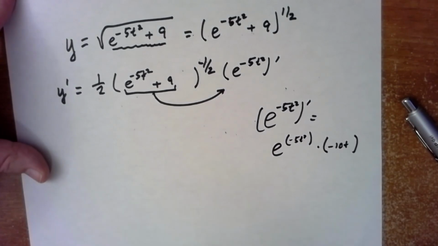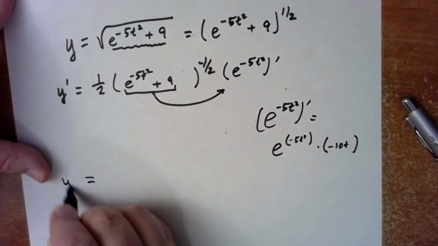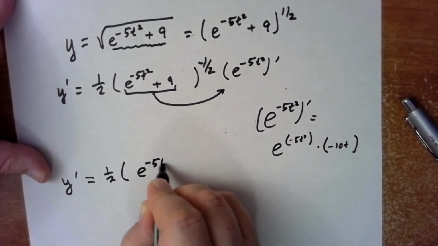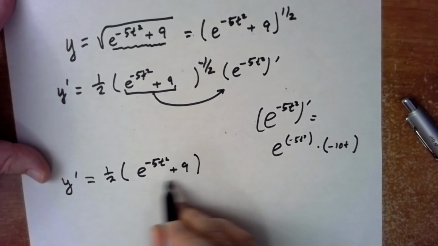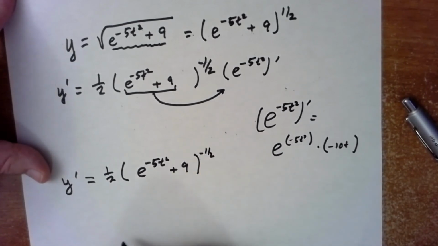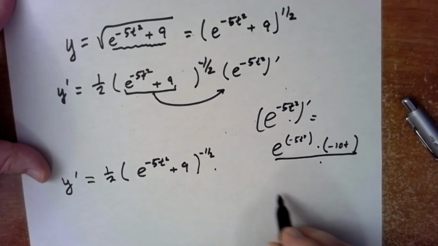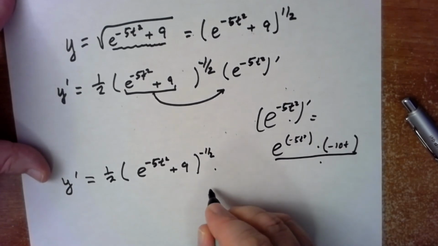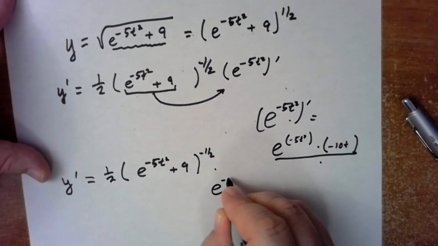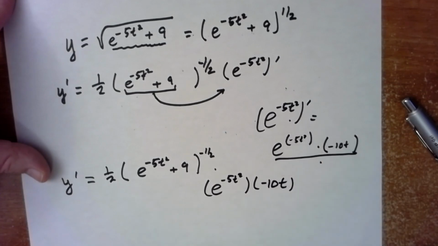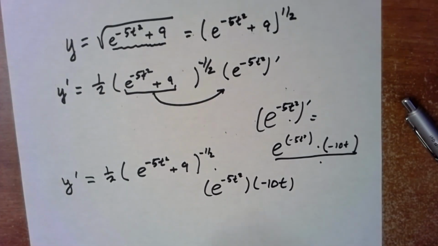Good. And so this whole thing then, the derivative will become 1/2 times e to the minus 5t squared plus 9, that's our g of t, to the minus 1/2, times this derivative, which ended up being this. I'm going to run out of space. Sorry about that. I'll just write it down here. e to the minus 5t squared, right, times minus 10t. Good. All right. So let me pause again and we'll try one more example.